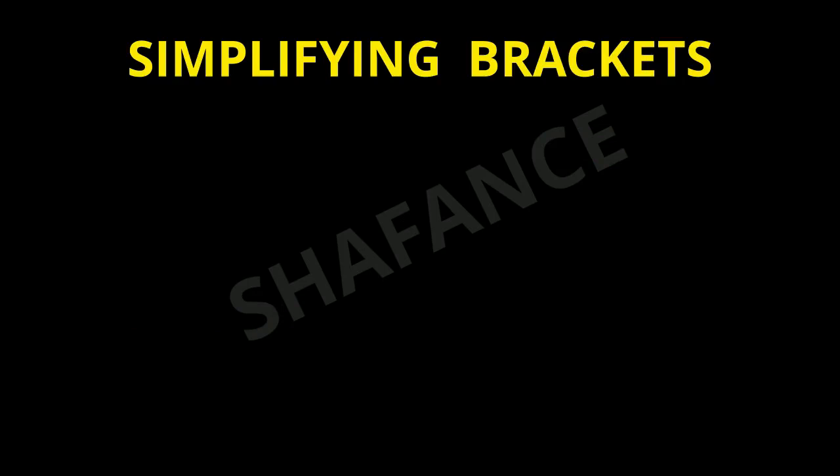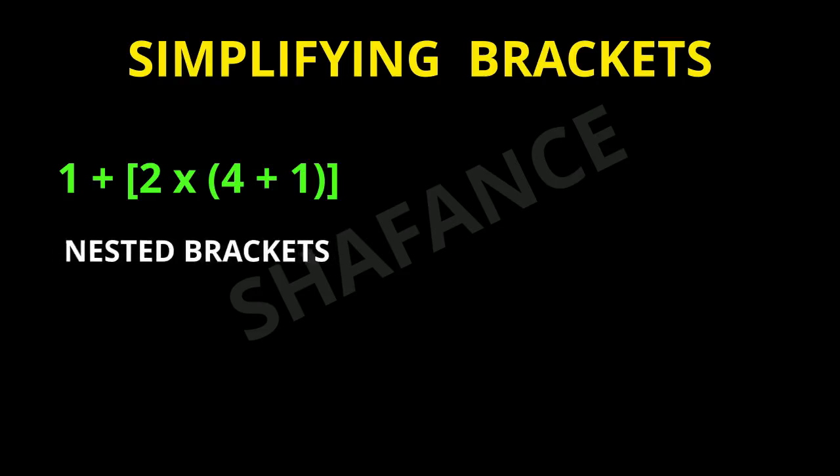Now let us see one more example. The equation is 1 plus bracket open 2 into bracket open 4 plus 1 bracket close bracket close. Now we have got two brackets, one bracket inside another bracket. The bracket having circular shape is inside the bracket having rectangular shape. When there is a bracket inside a bracket, these are called nested brackets.